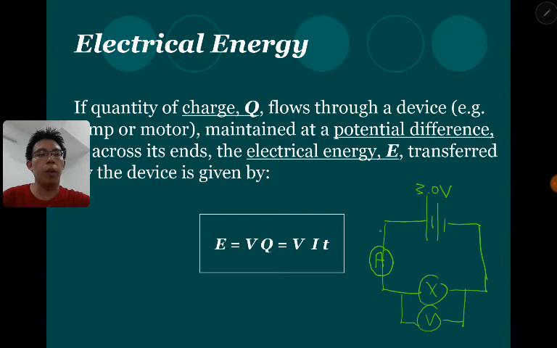So you get a value of the current and a value of the potential difference, and then you time for a certain duration, let's say 1 minute, which is 60 seconds. Then you multiply by the value of the voltage and the value of the current, and you get the electrical potential energy.